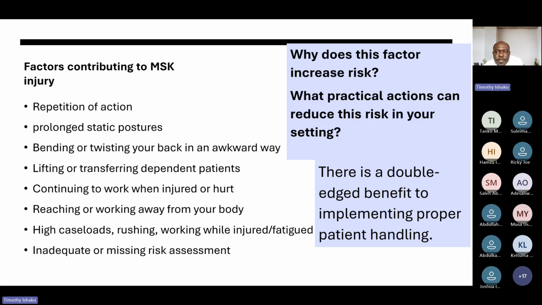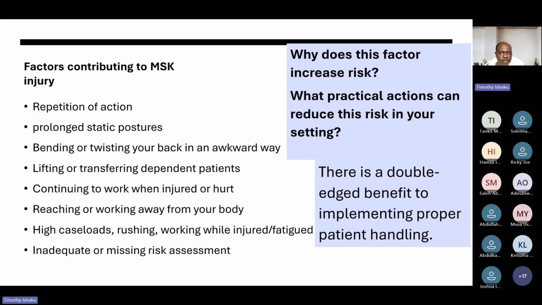Yes, Mr. Kelly. Yeah, I will say for me, continuing working while injured or fatigued. Okay. Thank you. High caseload, yeah. High caseload or both? Yeah, I think there's a point that carries all that. High caseload, working while injured or fatigued. Okay. So that's two. So we have repetition, bending and twisting, according to Suleiman, and high caseload, rushing, continue to work while fatigued. Thank you.